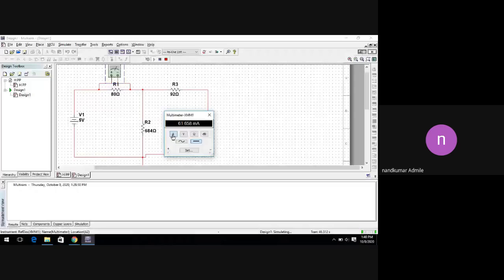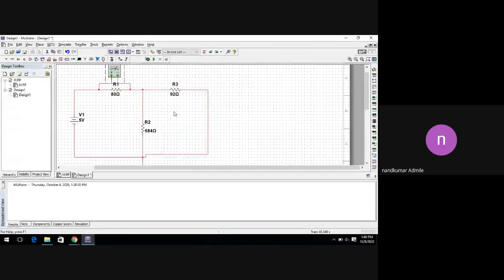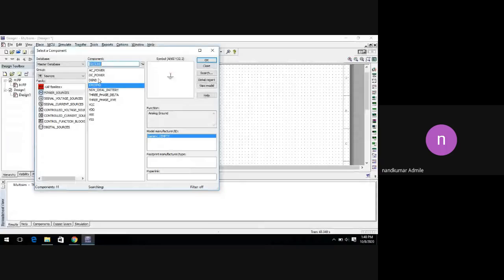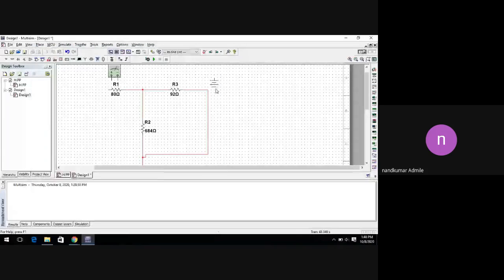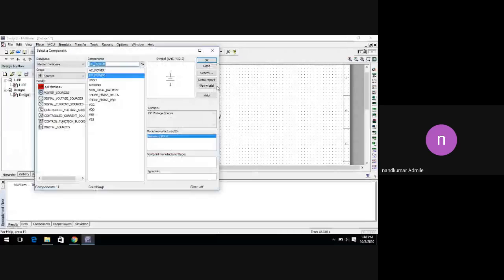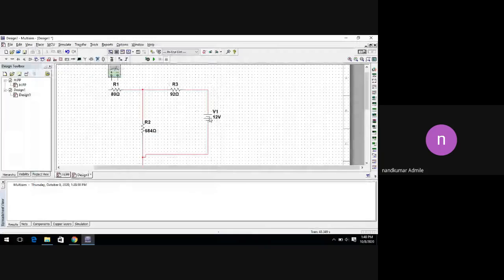Okay, so note down the value of I1 and now we have to calculate the value of I2. I2 is the loop current which is flowing through the second loop, right? So now we have to make V1 an open circuit, so we can remove V1. Now everyone observe the change in the circuit. So now we have to put the V2. The value of V2 is also 5 volt.